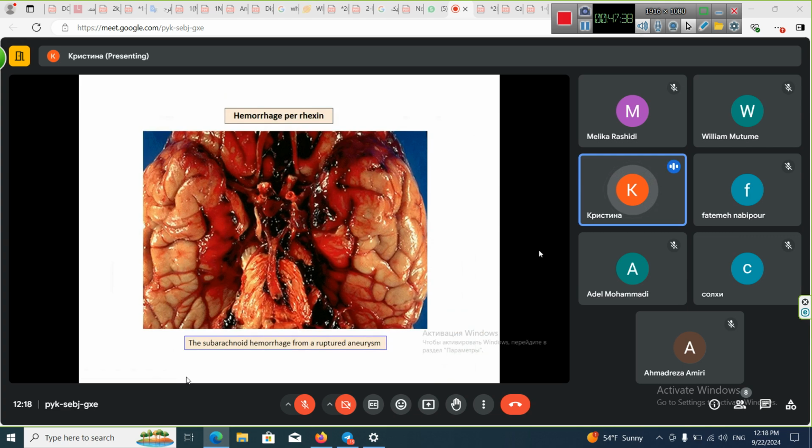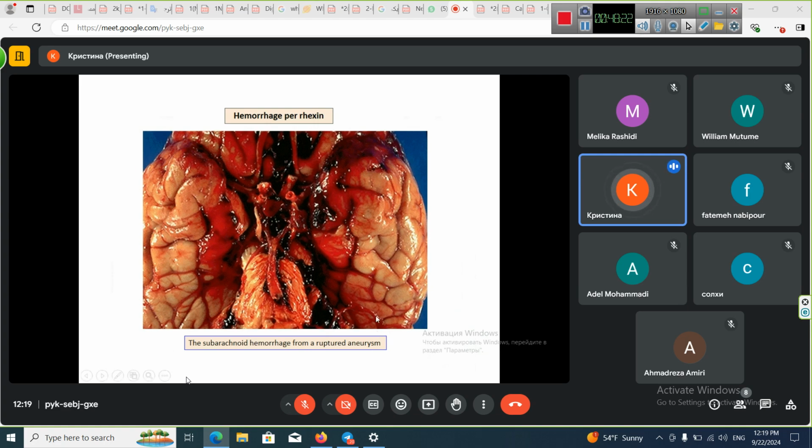In this picture we see the hemorrhage per rhexin. You see here the lower surface of the brain, and you see here massive hemorrhage, massive bleeding. It is subarachnoid. It means that blood is between pia mater and arachnoid. Some blood vessel is ruptured. Blood vessels are located in the pia mater and they come there from the arachnoid. So rather large blood vessels are located just between pia mater and arachnoid.